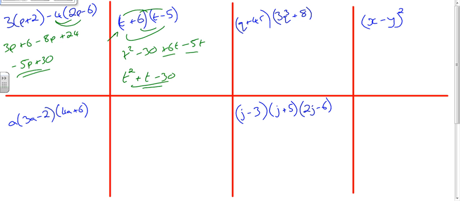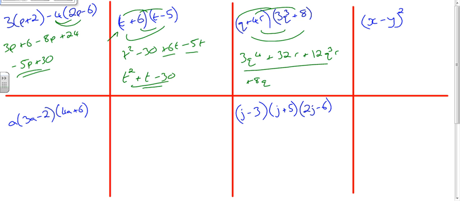Next one, if we multiply the left eyebrow, we've got 3 cubed to the power of 4, then you've got plus 32r, and then plus 12 q cubed r, and then plus 8q. And notice that nothing here can be simplified because they're all different things, so that's as simple as they can get.